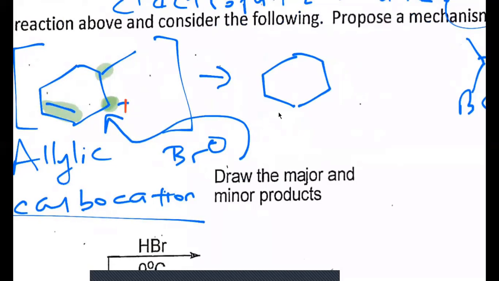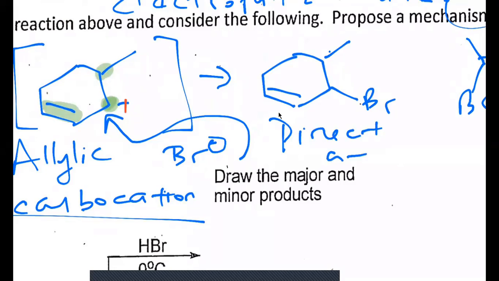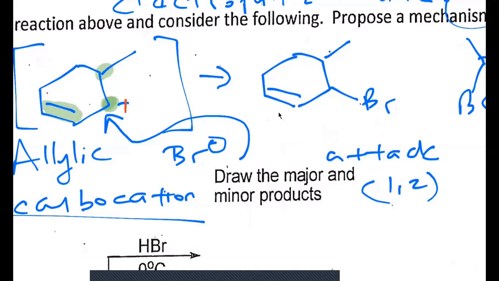Right, so my bromine can attack directly here. This double bond didn't get touched, and the methyl group is still here. Is that okay? All right, so we're going to call this direct attack or 1,2 attack. And I'll explain the 1,2 and all that stuff in a minute. What's that word above attack? Direct. Oh, my bad.